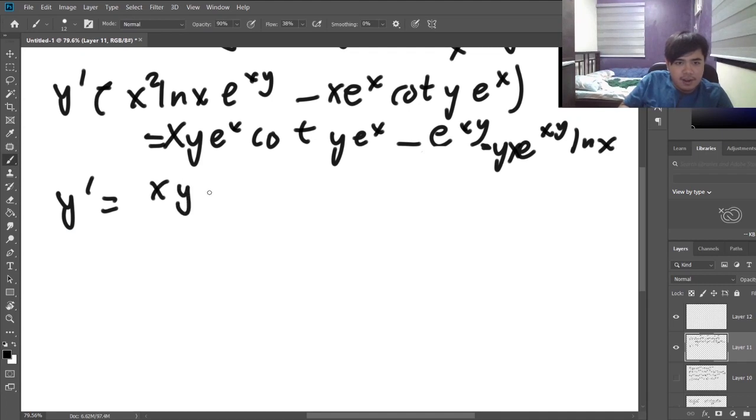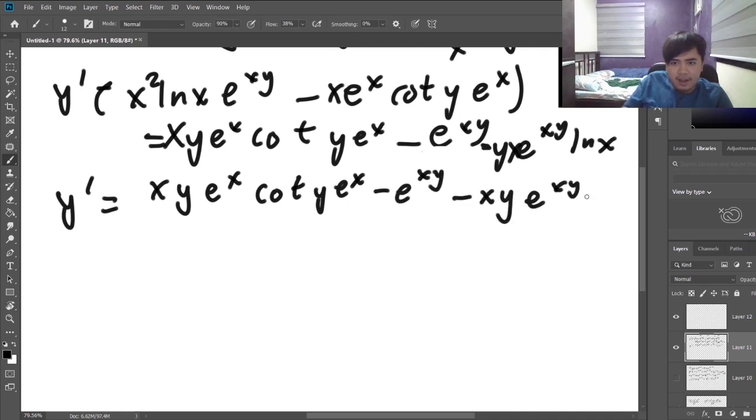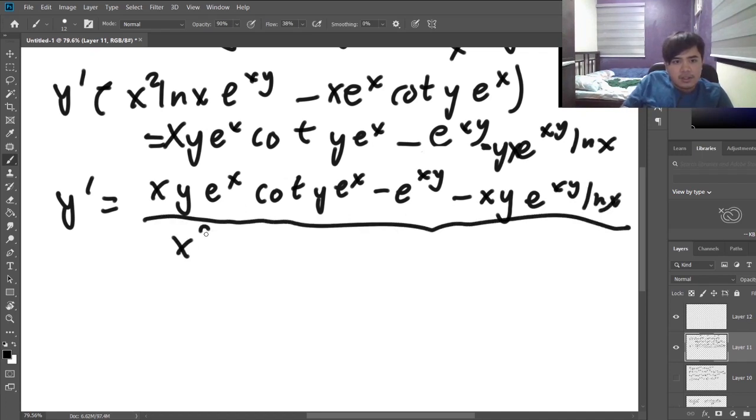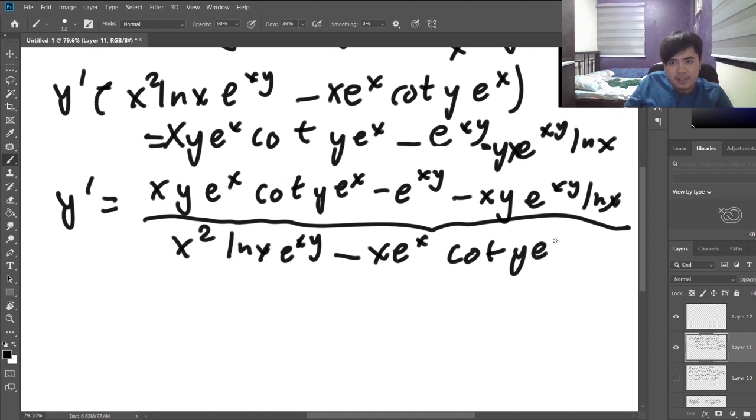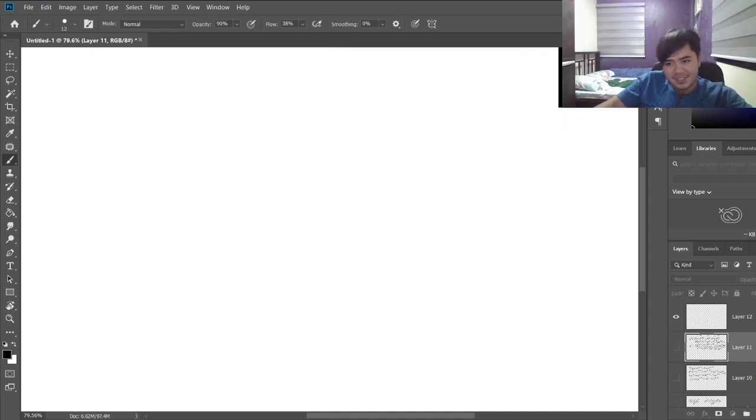So this becomes xy e to the x cotangent of y e to the x minus e to the xy minus xy e to the xy ln x over x squared ln x e to the xy minus x to the e to the x cotangent of y e to the x. I think I just summoned the demon, but that is the answer. Whew, I do not want to touch that question again with a 10-foot pole. Anyway, that was question 8.